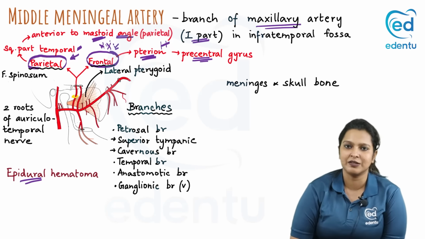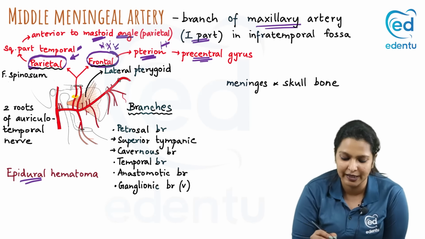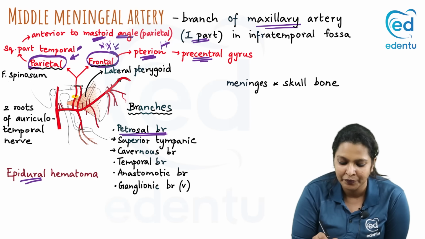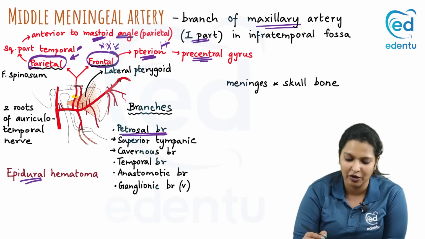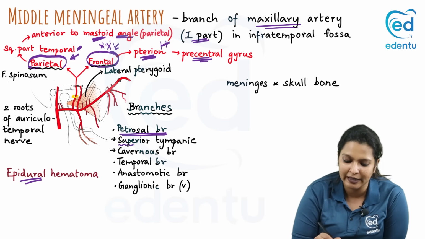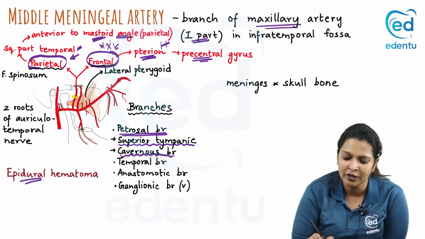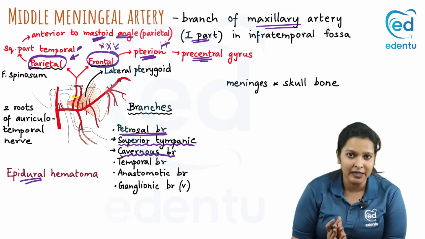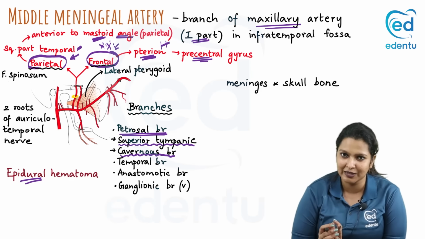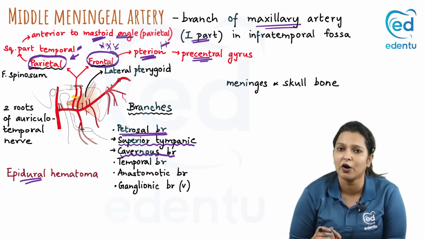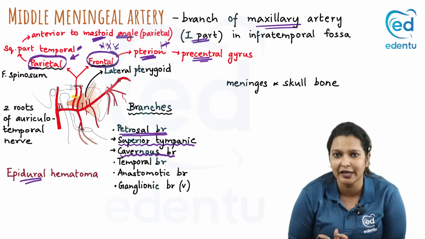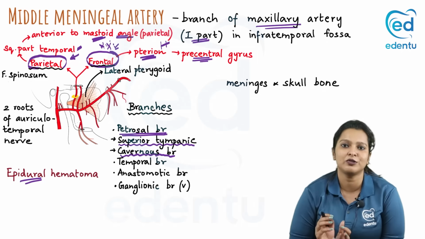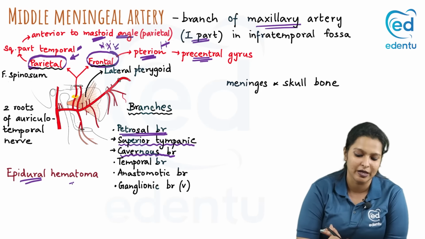The other branches related to the middle meningeal artery are the petrosal branches. The petrosal branch in turn splits into two important branches called the superior tympanic branch and the cavernous branch. So even if you don't remember any other branches, the two terminal branches are very, very important, which are the frontal branch and parietal branch. Among these, the frontal branch is related to pterion, blunt force trauma and thereby to epidural hematoma.